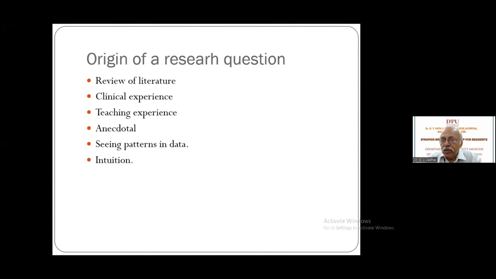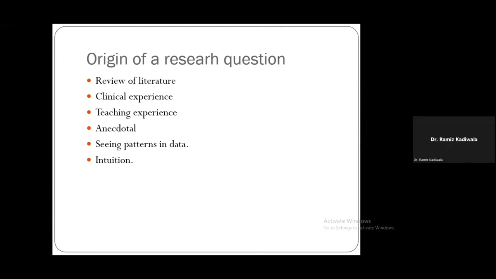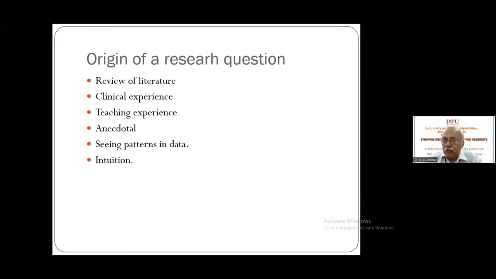There are 4 themes in the review of literature. What is the clinical or public health problem? You have to review that first. When you write your introduction, give a few recent references establishing it as a clinical problem or a public health problem.